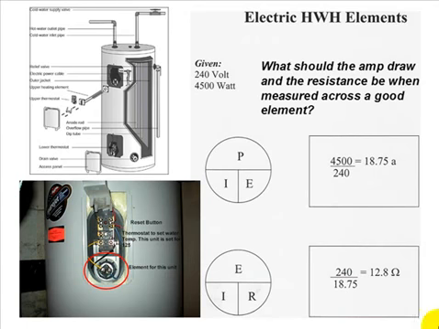The correct continuity should be about 12, 13 ohms. How do I know that? I took the voltage, E, divided it by the amperage, we calculated 18.75, divide that into this, I get 12.8. So if I read 2 ohms, guess what? I get a short. I get an open element that's shorted through the water to ground.